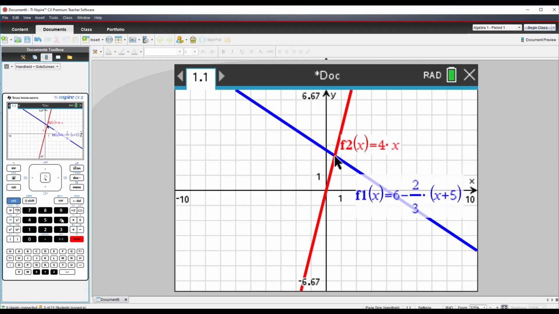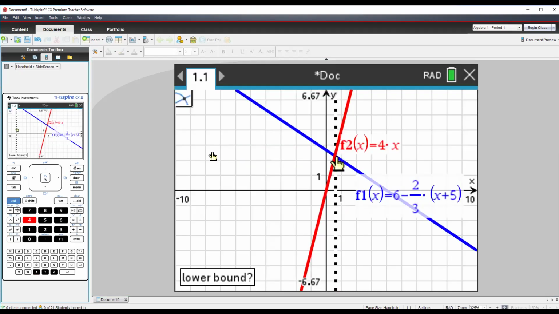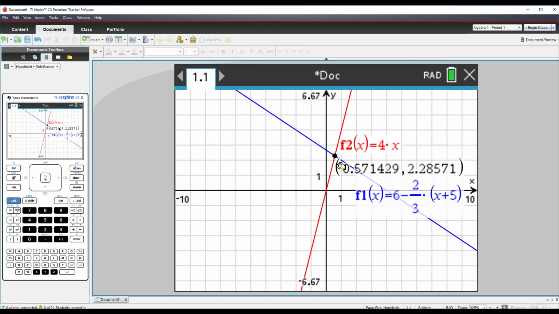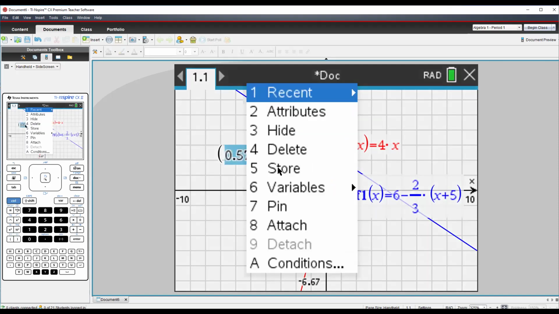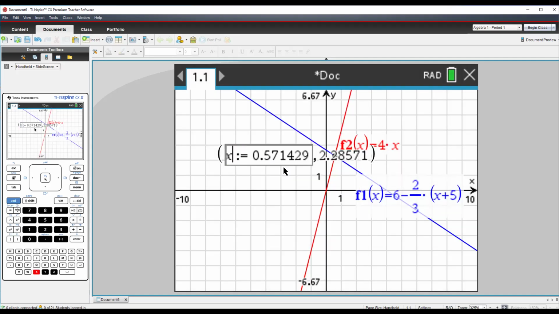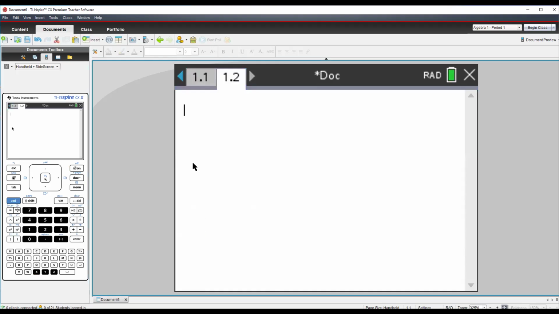So I'm going to do menu 6, 4, start on the left, pull it until I see the word intersection, and there we have it. So now I've got to convert this number into a fraction. This is how I'm going to do it. I'm going to click on it, and then store it into x because I need to know what it looks like. I'm going to bring this up, and I'm just going to put x in, press enter.